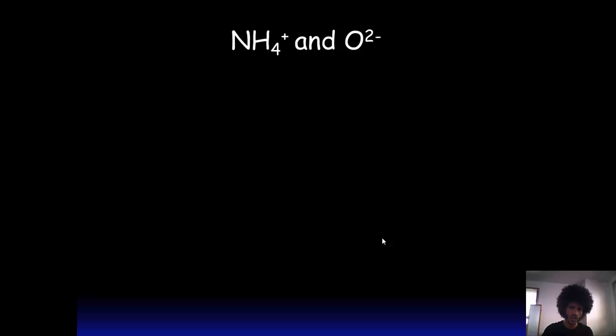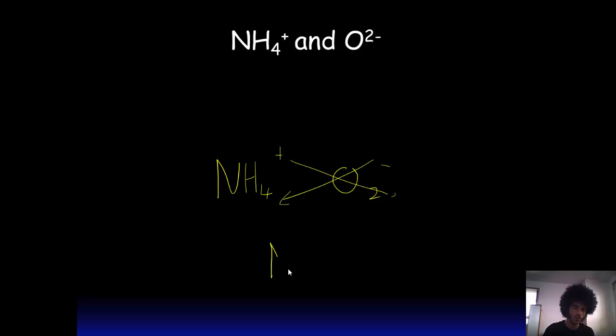Let's try another one. NH4 plus and O2 minus. Okay, so I've got NH4 plus O2 minus. Now if you look at this, if I do the crisscross, let's work out for NH4 first of all.